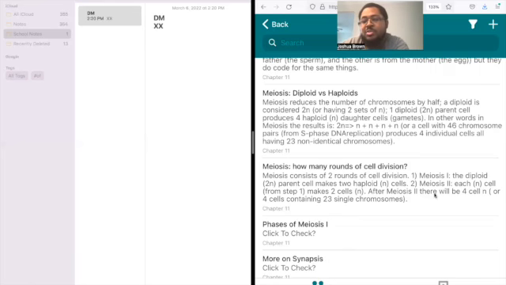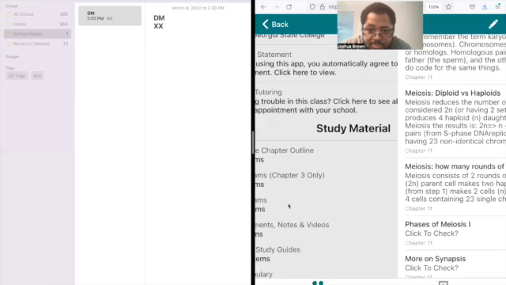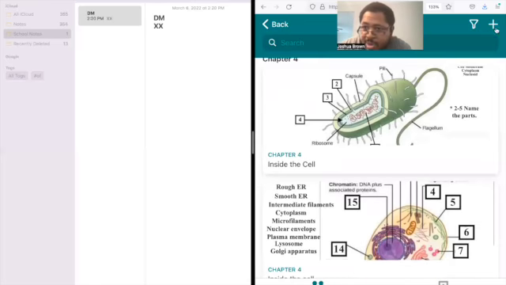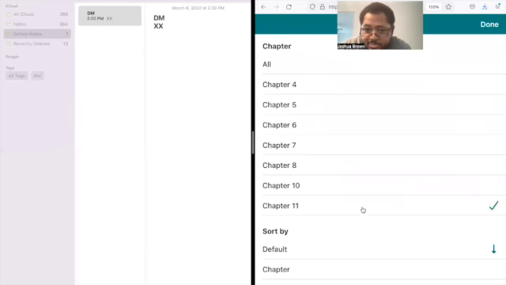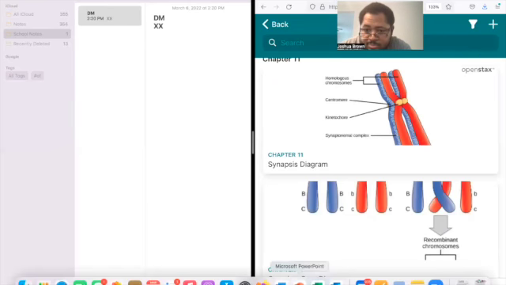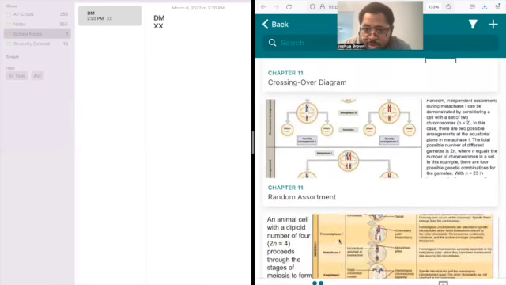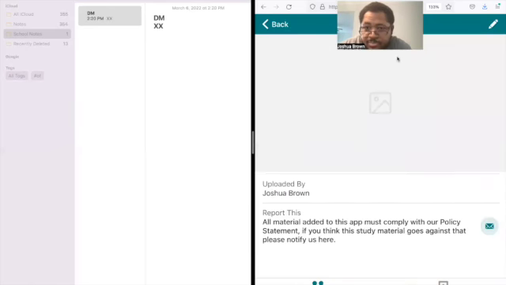So after meiosis 2, there will be 4 cells containing 23 chromosomes. That sounds very confusing, but if I can get my phone to work, I can explain that real quick. Or maybe I can use a diagram. We'll use a diagram here. My phone is acting up right now. Awesome, we got one over here.